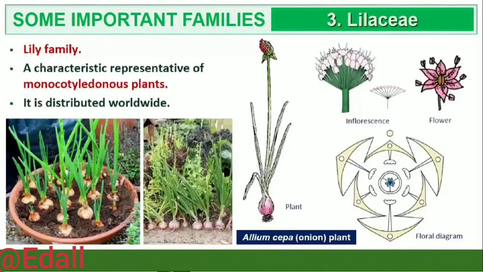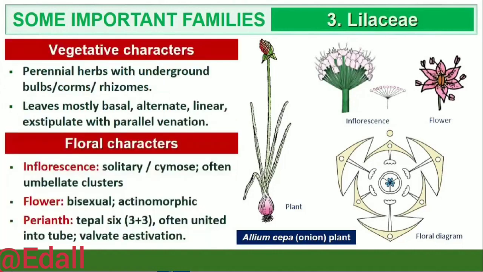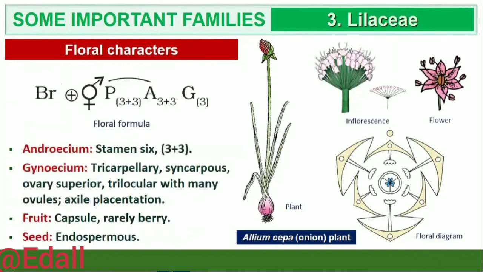5.9.3 Liliaceae. Commonly called the lily family, it is a characteristic representative of monocotyledonous plants. It is distributed worldwide. Vegetative characters, perennial herbs with underground bulbs, corms or rhizomes. Leaves mostly basal, alternate, linear, exstipulate with parallel venation. Floral characters. Inflorescence solitary or cymose, often umbellate clusters. Flower bisexual, actinomorphic. Perianth tepals 6, 3 plus 3, often united into tube, valvate aestivation.